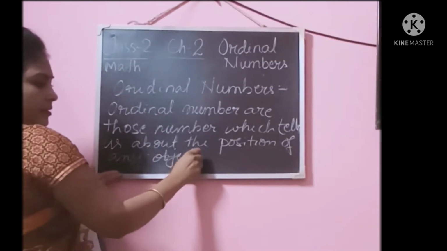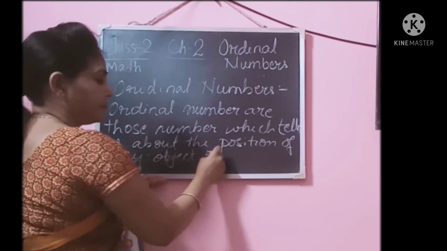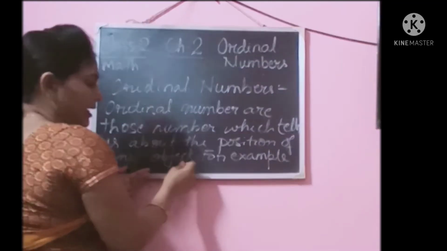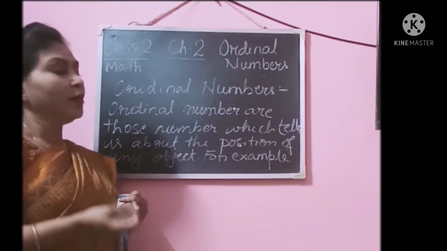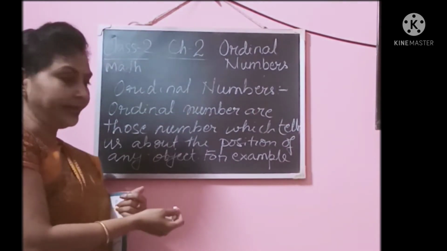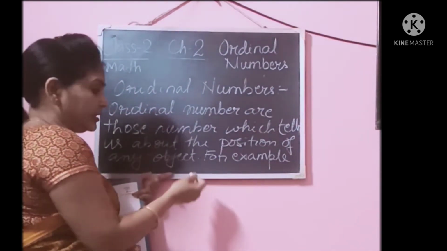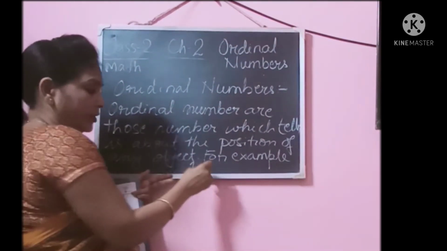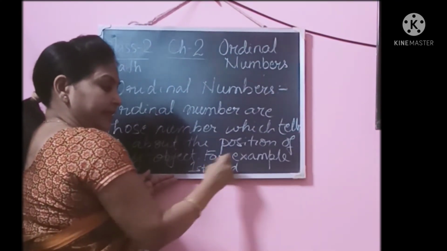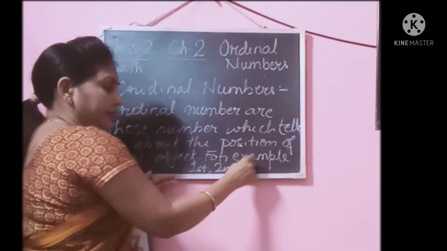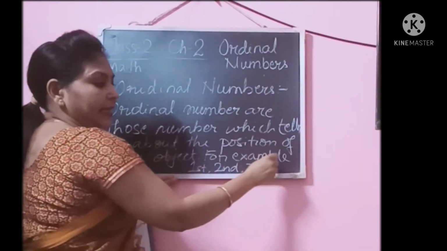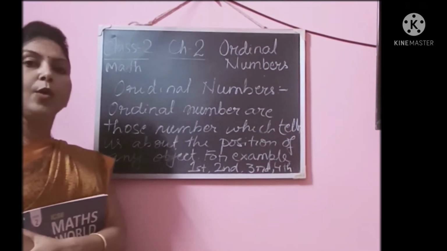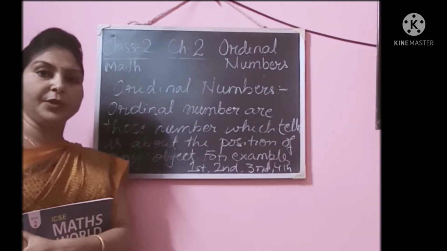Ordinal numbers can be written in words, also in numbers. So I am writing here in numbers. How do we write ordinal numbers in numeral form? First, 1ST, then second, 2ND, then third, 3RD, fourth, 4TH, and likewise we write the ordinal numbers. Alright children, I hope you have understood what ordinal numbers are. Ordinal numbers are those numbers which tell us about the position of any object. For example, first, second, third, likewise.